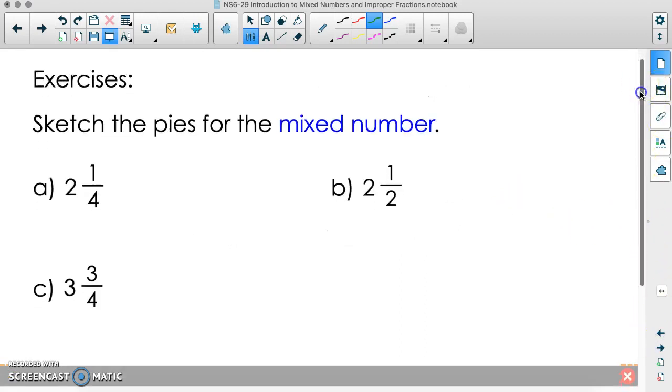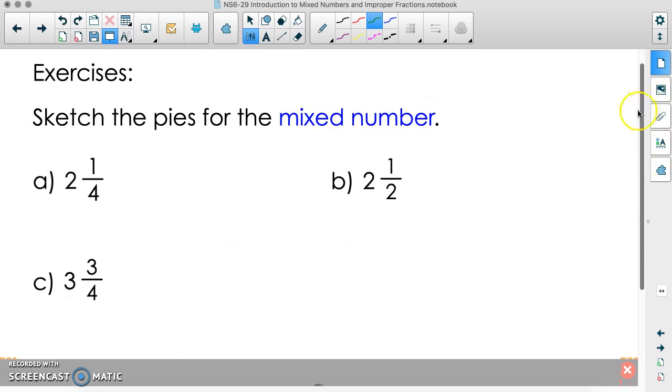Now on your whiteboard, I want you to sketch pies for the following mixed numbers. Then you're going to resume your screencast when you're done.